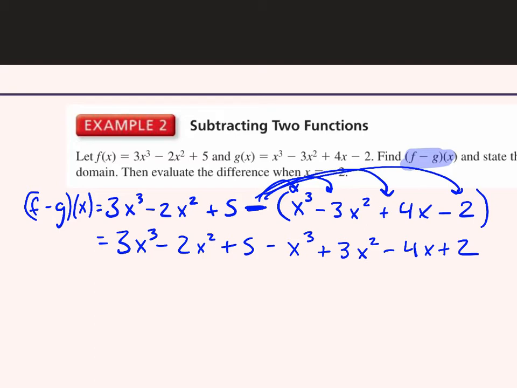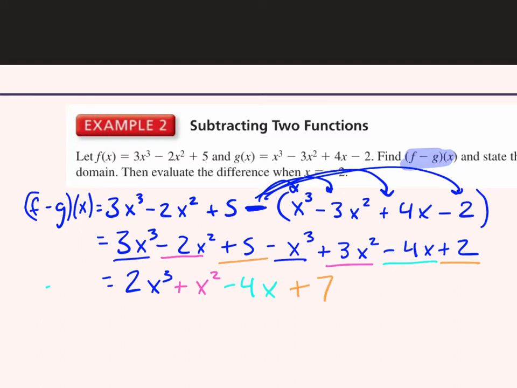Now what do we do? We combine like terms. So what's 3x cubed minus x cubed? Two x cubed. Next we have negative 2x squared plus 3x squared. Plus x squared. Then we have just minus 4x. And then plus 5 plus 2. So this would be plus 7. So this is our new function.